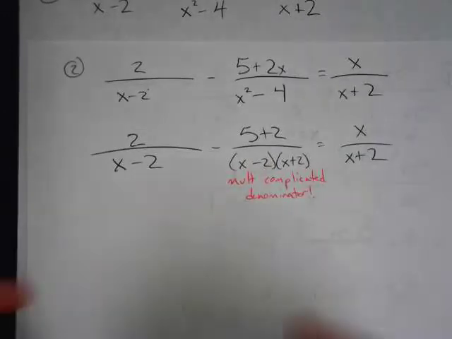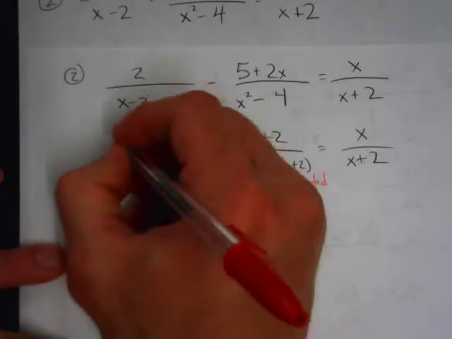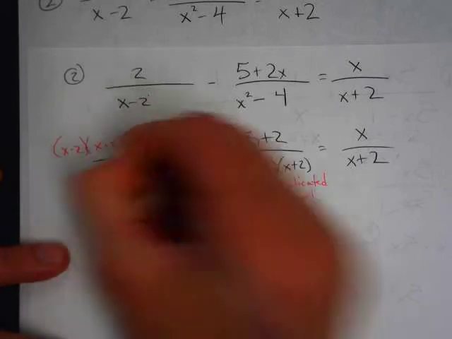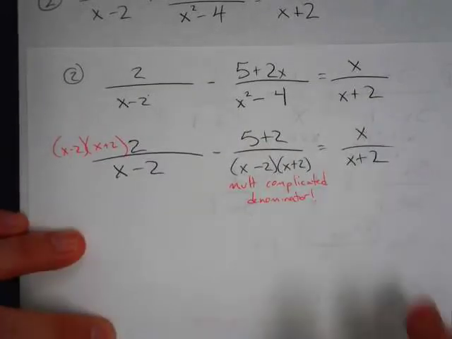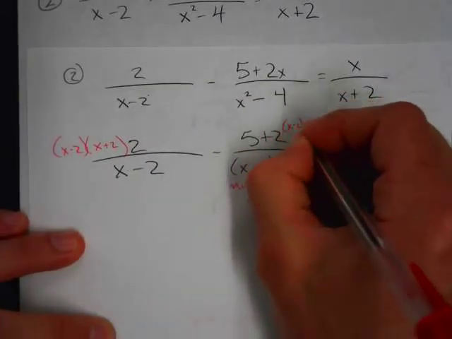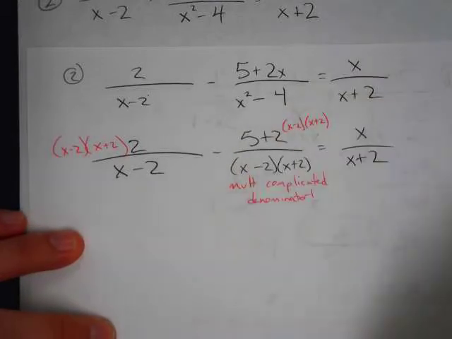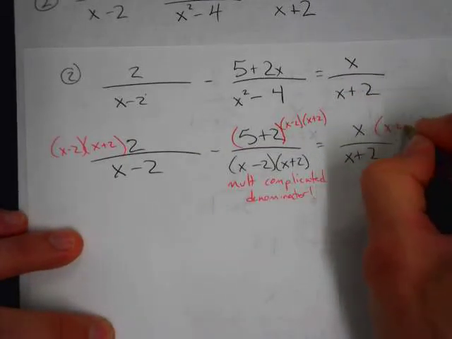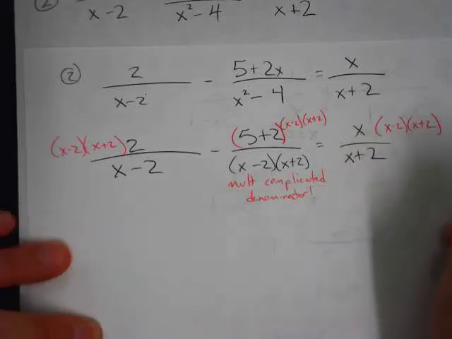Okay, so I'm going to multiply everything by x minus 2 times x plus 2. X minus 2, x plus 2, I'll multiply it there. X minus 2, x plus 2, I'll multiply it there. Remember, we're multiplying the entire numerator. And then over here, x minus 2, x plus 2. All I'm doing is clearing the fraction.